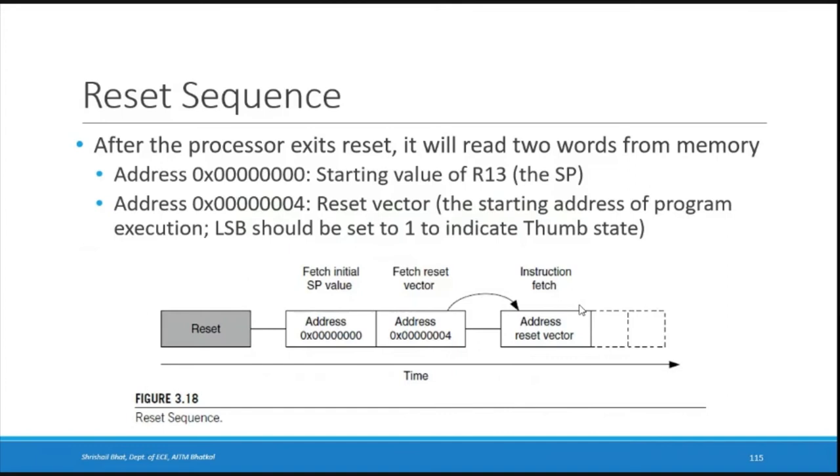That will be read. The LSB of this should always be 1, because it indicates thumb state. You know, Cortex-M3 always operates in Thumb-2 state, that is, there is no ARM state. So the LSB indicates the state. If it is 0, it is ARM state. If it is 1, it is thumb state. So the LSB of the reset vector's contents should always be 1 to indicate thumb state. If it is 0, it will cause an exception, right? So initially it will fetch the initial stack pointer value, and then it will fetch the reset vector. Whatever address is in the reset vector, instructions are fetched from there, and that continues the normal sequence of operation.